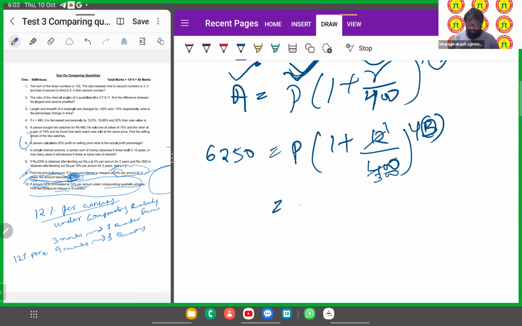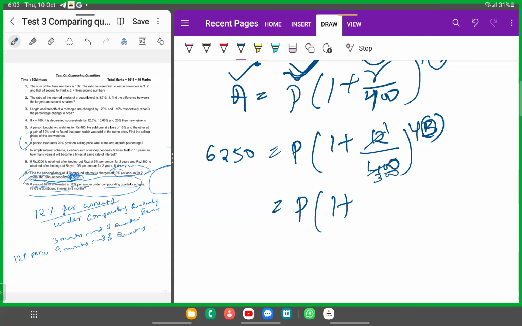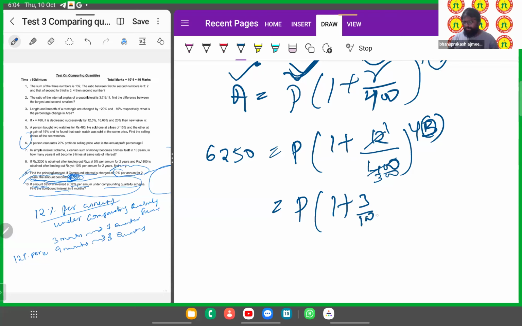So P(1 + ...). Sir, how did you get 300? Oh, what I'm doing. So it is 3 by 100. 4 ones are 4, 4 threes are 12, so 12 by 400 is 3 by 100. And this is 4n, no? So 4n is given as per annum, so 3 quarters.